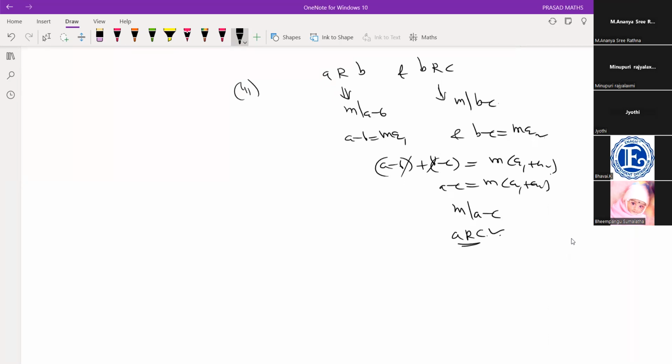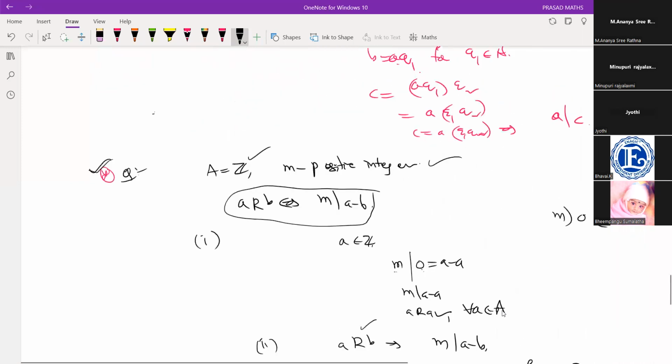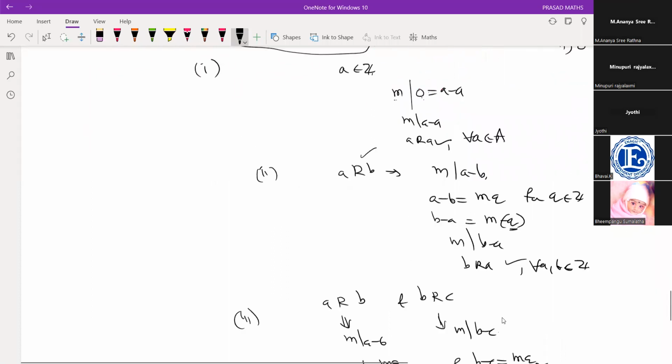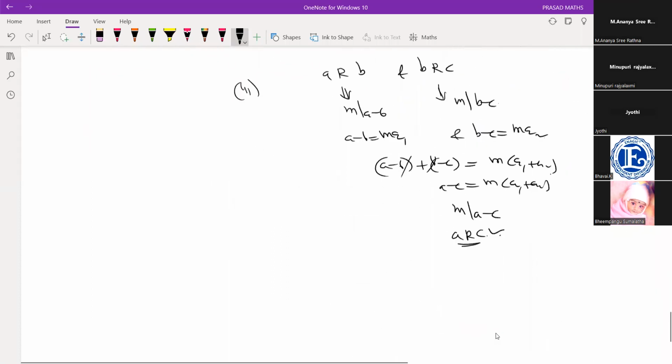So from all the cases, what do you observe? It is reflexive, symmetric, and transitive. Right? So if a relation satisfies these three properties, automatically that relation is an equivalence relation.